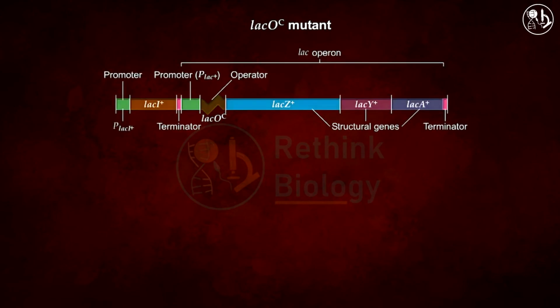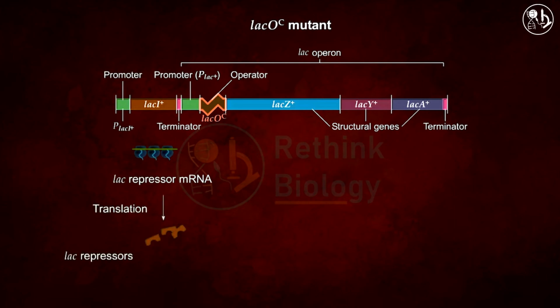Mutations in the operator are called constitutive or Lac OC. The repressor protein is unable to recognize this sequence due to base pair changes in the operator region. The structural genes are constitutively expressed in the absence or presence of lactose because the Lac repressor cannot bind.